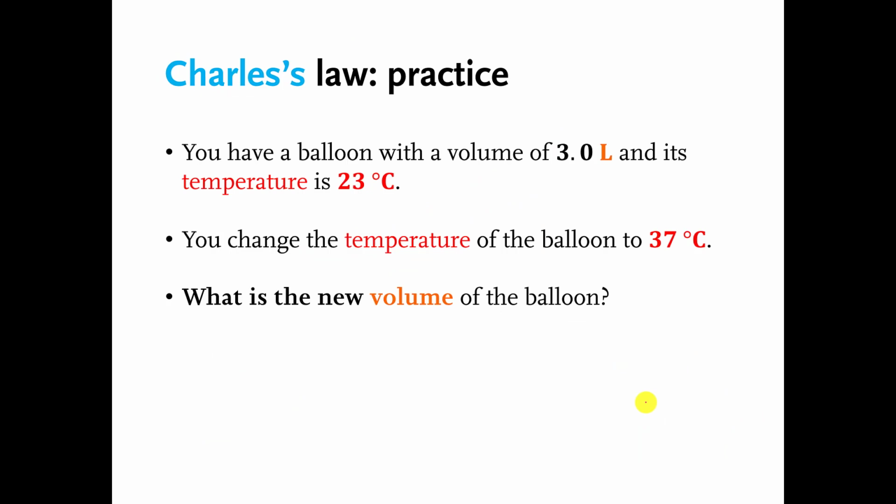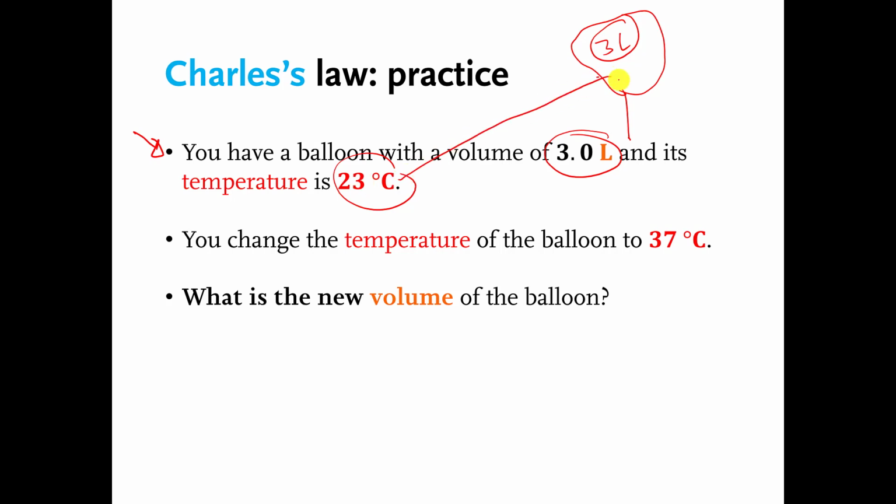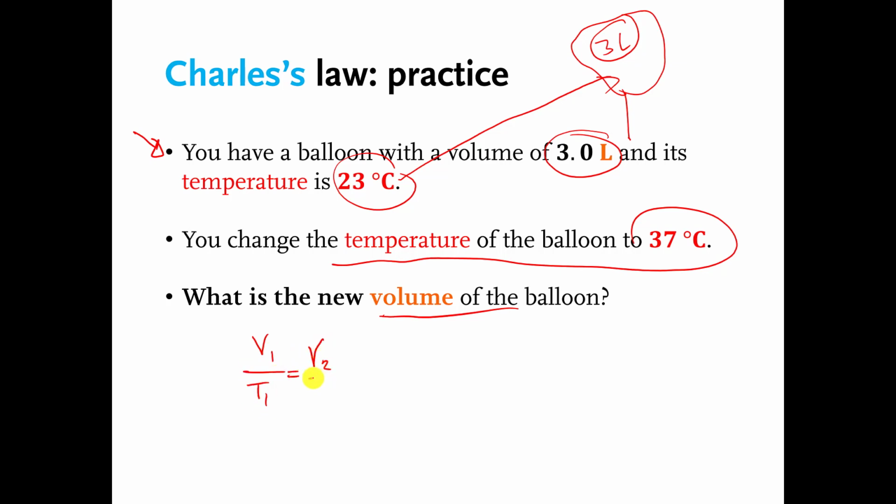Here is a sample Charles's Law question. You have a balloon with a volume of 3 liters, so here's our balloon. That's a horrible balloon, but you're going to have to live with it. Temperature is 23 degrees Celsius, so the temperature of the gas in the balloon is 23 degrees Celsius. You change the temperature of the balloon to 37 degrees Celsius. What's the new volume of the balloon? And remember, Charles's Law is V1 divided by T1 is equal to V2 divided by T2.